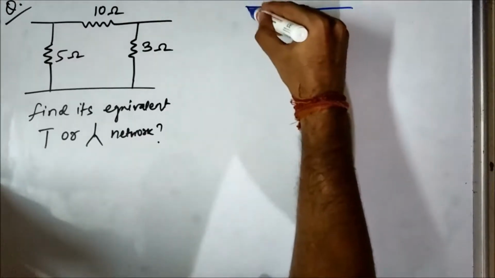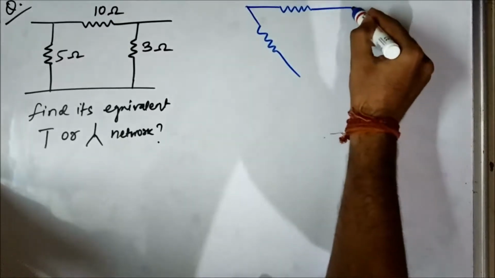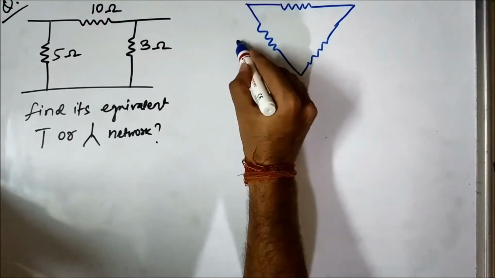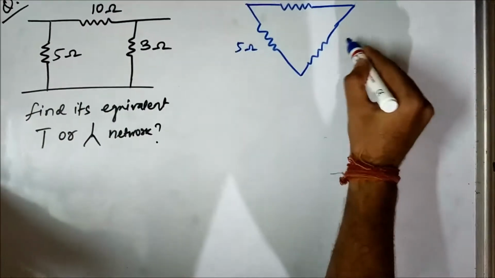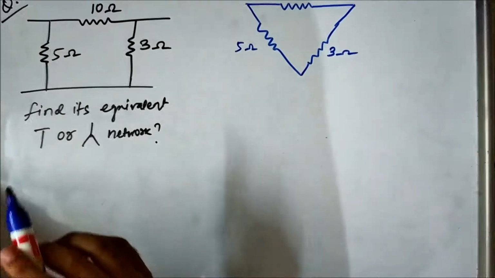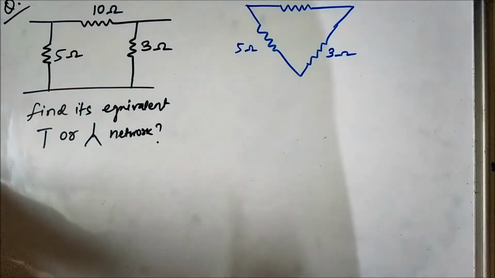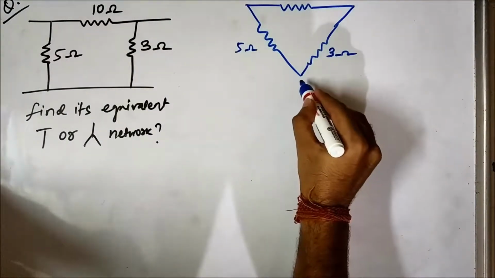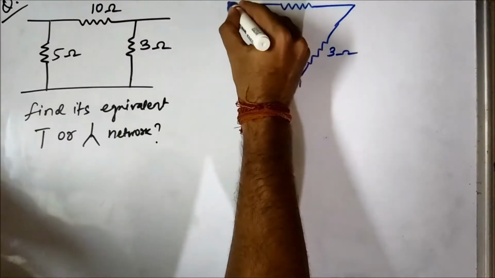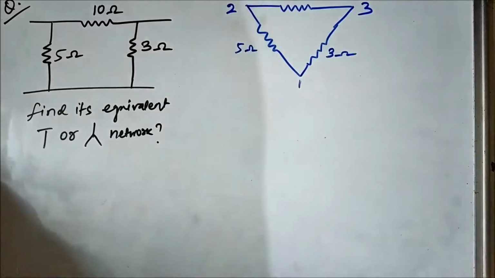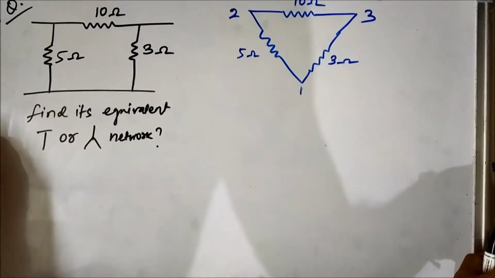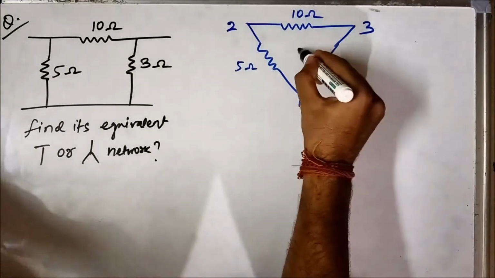Like this. So this is 5 ohm, this is 3 ohm and this is 10 ohm. Now the first thing you have to do is immediately name the terminals 1, 2 and 3. So the equivalent star shape is obtained from this.